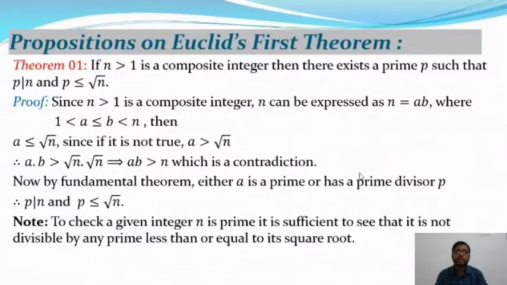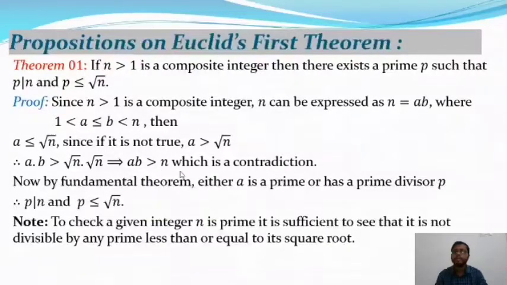So, by the fundamental theorem, either a is a prime or has a prime divisor p. Therefore, p divides n and p is less than or equal to root of n. This is the proof of the above theorem. When we put a greater than root n, the above theorem is not true. That means there is a contradiction, since ab is greater than n.